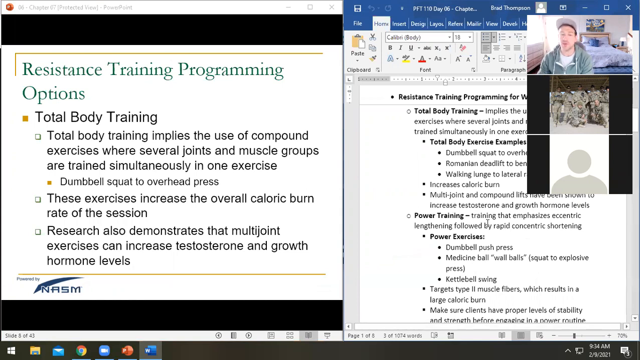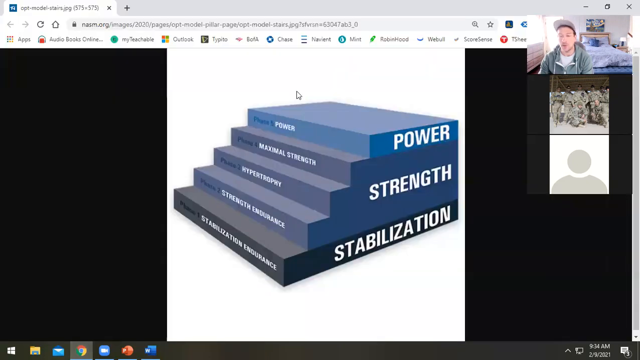This is probably the most important thing in the entire program. Knowing the OPT model. 40% of your questions on your 100 questions, like 40 questions on your test, will all be questions about this model here and all the numbers that can be found within it that we're not learning today.